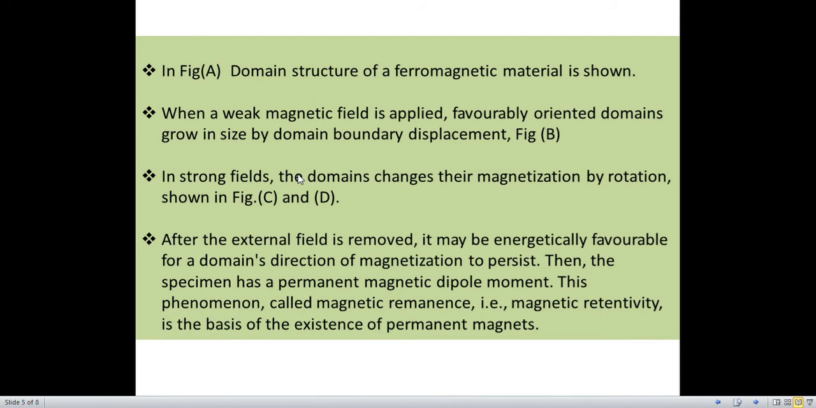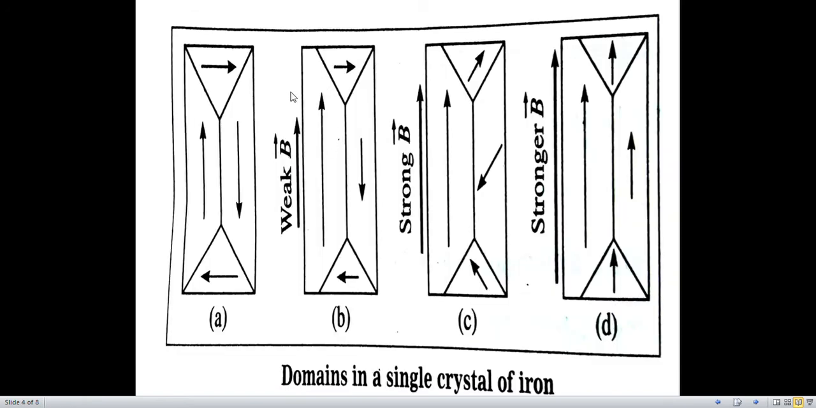When strong magnetic fields are applied, then it is clear from the figure that these domains change the direction of magnetization. Earlier in the demagnetized state, this was the direction of magnetization. Now application of strong magnetic field rotates the direction of magnetization.